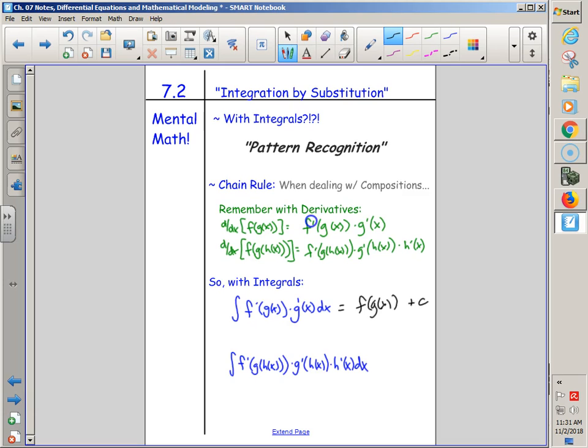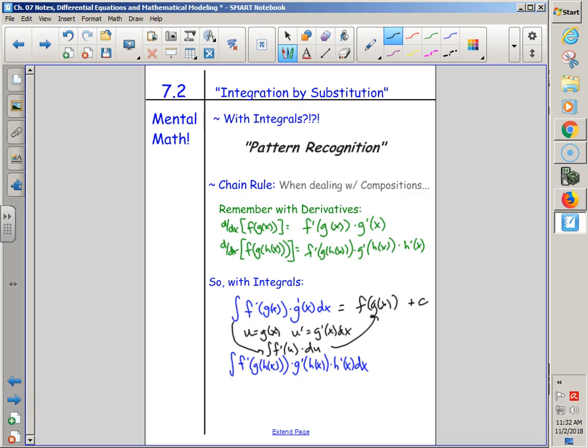But where is the u prime? Wouldn't my u be g of x? And wouldn't my u prime be g prime? Couldn't I rewrite this thing just to be the integral of f prime of u times du? That's how we make the connection.